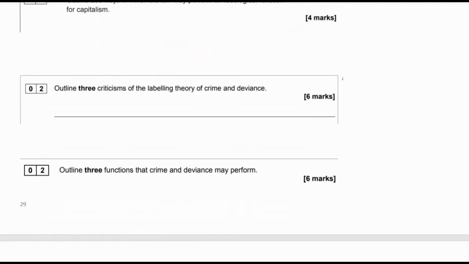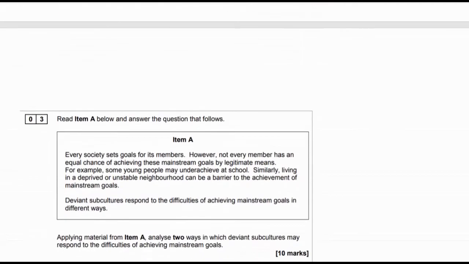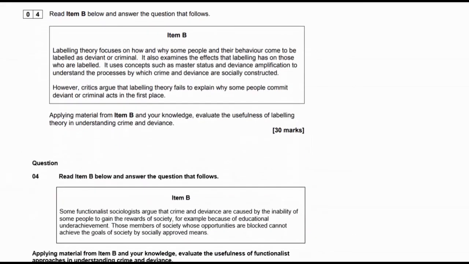If you look at this question here, which focuses on outline 3 criticisms of the labeling theory of crime and deviance, well, you could just change that to functionalist theory or subcultural theory or any of the other theories. That's a type of 6-mark question they could ask about any of the theories. Similarly, with some of the essay questions towards the end, evaluate the usefulness of labeling, evaluate the usefulness of functionalist approach. Well, just substitute labeling or functionalist with any of the other theories that you've studied.